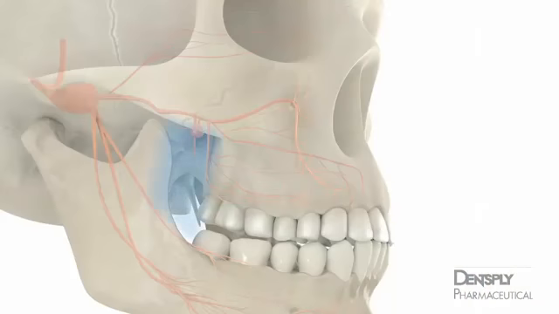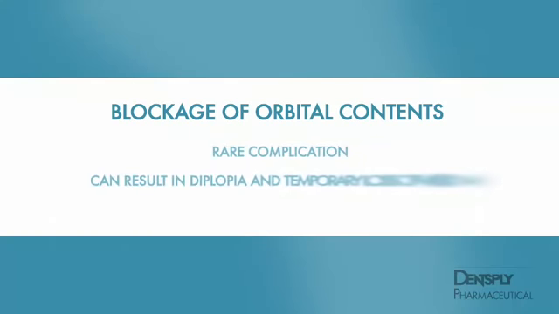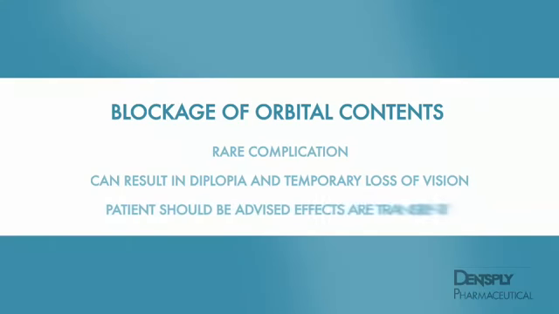If the needle is advanced too high in the pterygopalatine fossa, as can happen in children and small adults, blockade of the nerves supplying the orbit can occur. This rare complication can result in diplopia and even temporary loss of vision. The patient should be advised that these effects are transient and will disappear as the local anesthetic dissipates.